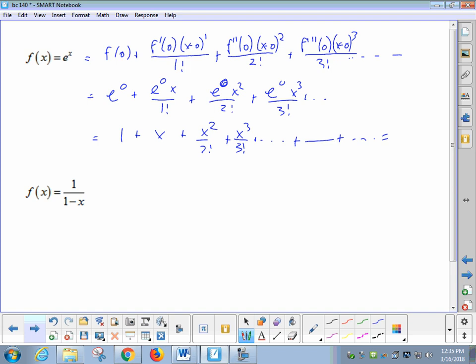So what's the general term here? X to the n over n factorial. No alternating negative. That's nice. Okay. Therefore, the summation is also x to the n over n factorial, and the starting index would have to be 0. Okay. All right. Now, that just gave you a way to estimate e to the first.